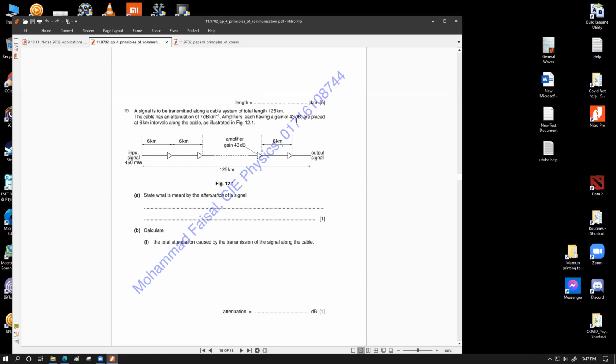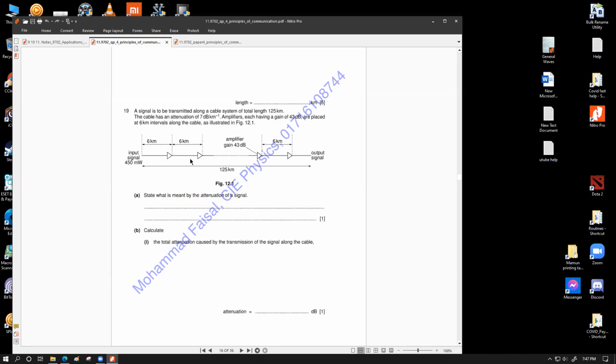So the cable has an attenuation of 7 decibel per kilometer. Amplifiers, each having a gain of 43 decibel, are placed at 6 kilometer intervals along the cable as illustrated in figure 12.1. State what is meant by the attenuation of a signal. Now, the important part that I'd like you to understand is that the cable has an attenuation of 7 decibel per kilometer.